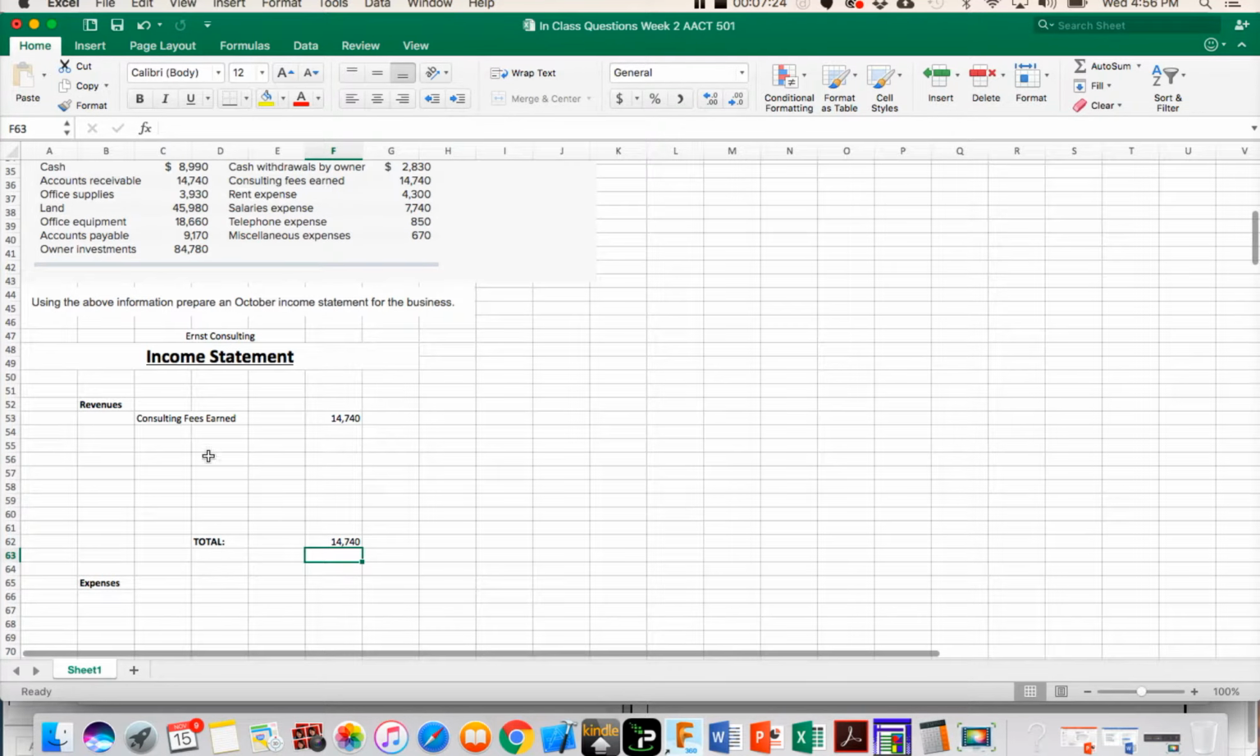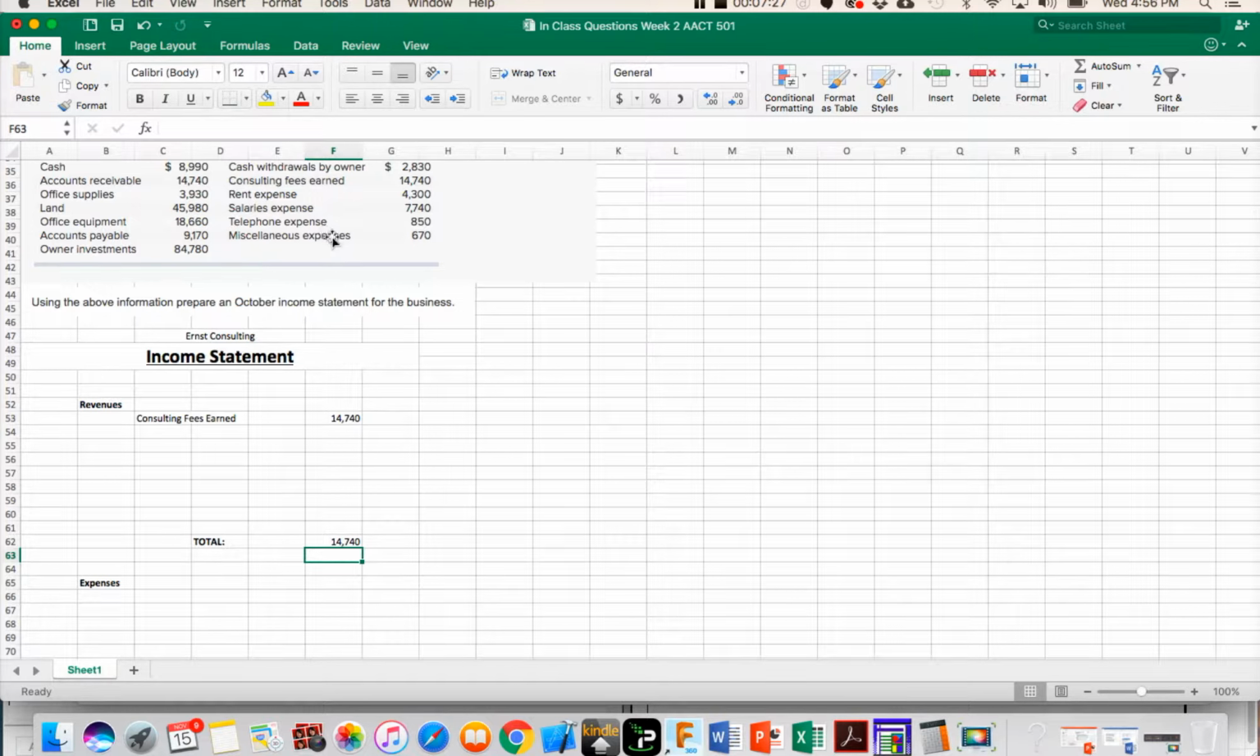So expense accounts, in this case, are all the ones labeled expense. And that's typically the case for most of them. They will have the word in it, so it's not a huge mystery as to which ones we're talking about. Rent expense, salaries expense, telephone expense, and miscellaneous expense.